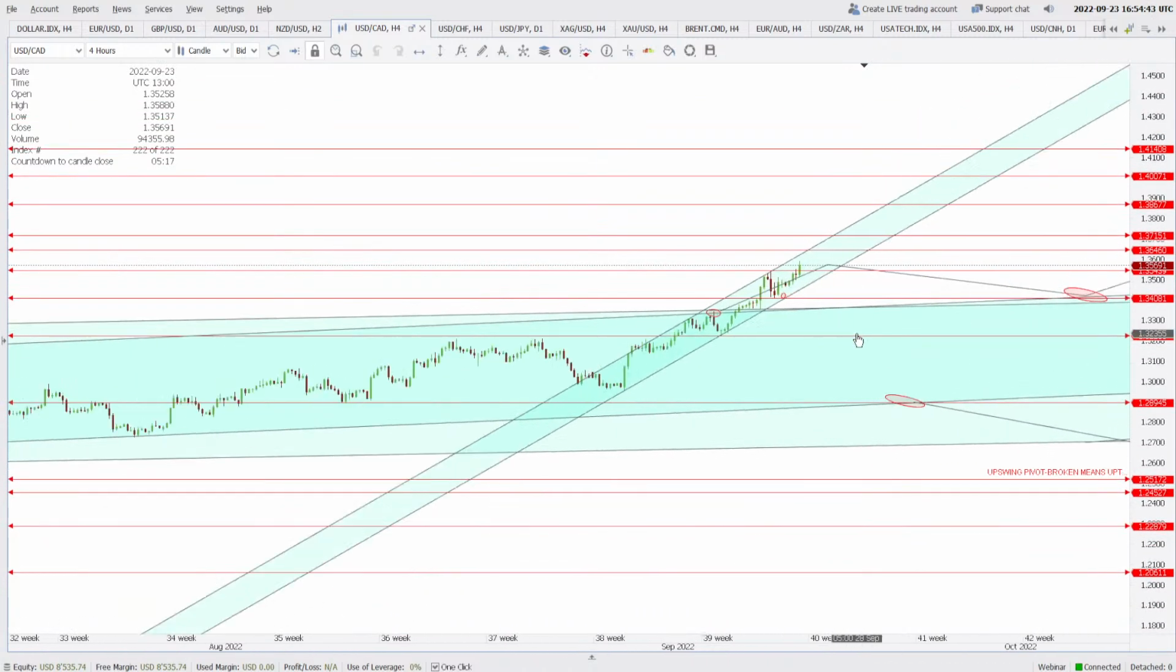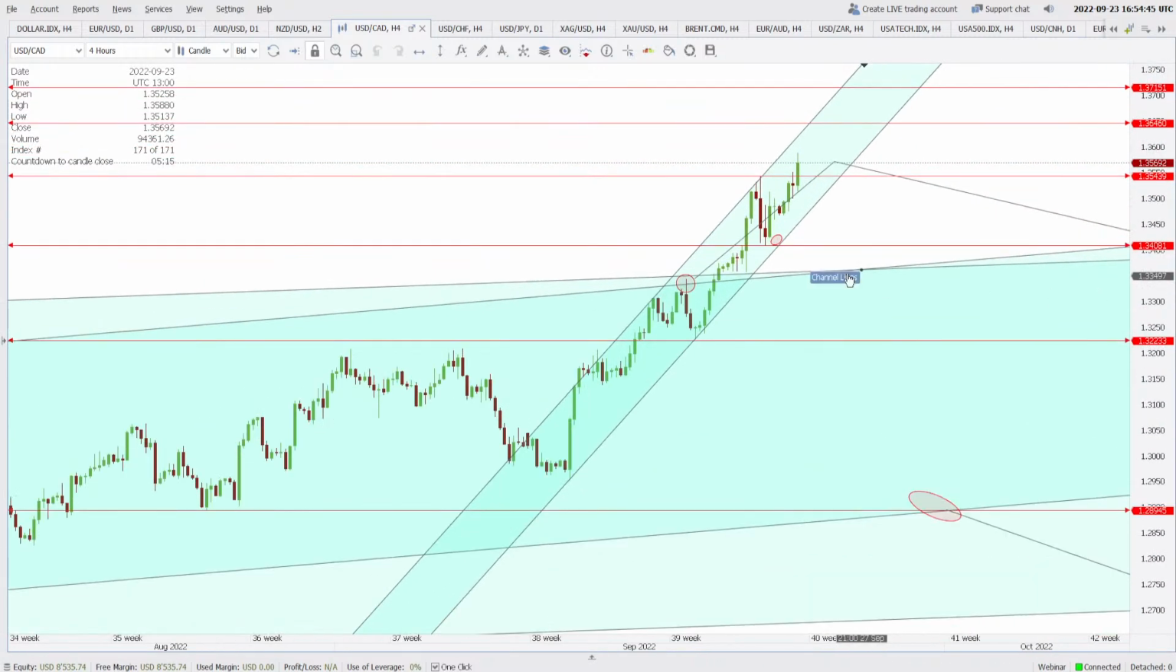Plus it has taken a good support at the broken resistance 1.3408, and the pullback from this resistance to that support has already indicated that there is more steam in this market. Now 1.3646 is what we will be looking at, which has a confluence of resistance.